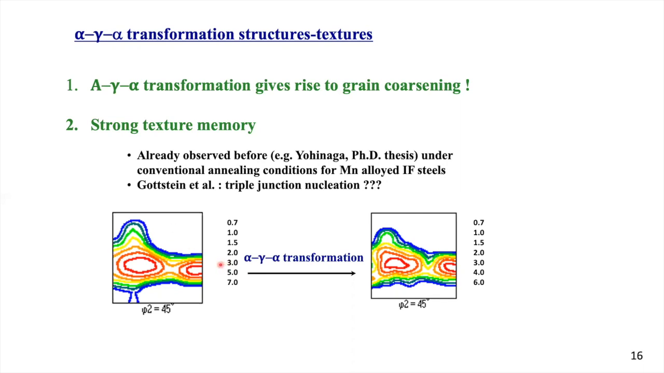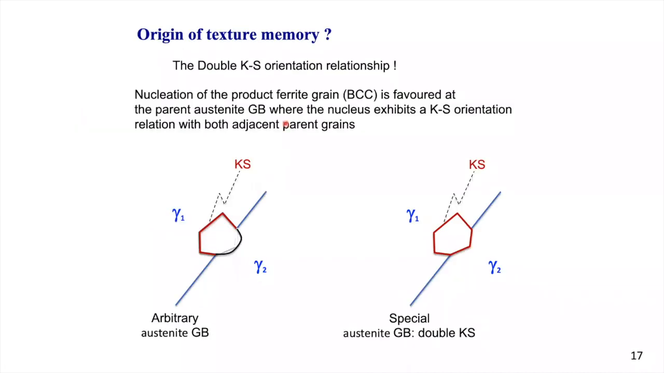So I don't have time to go into the details, but with each transformation, in fact, the texture can weaken with a factor 12 or 24 fold. But actually, that's not what we saw. We saw a very strong texture. And in order to explain this texture, a mechanism was proposed, which was expanded upon in a paper by Professor Hutchinson. And it was based on what is called the double Kurdyumov-Sachs orientation relationship.